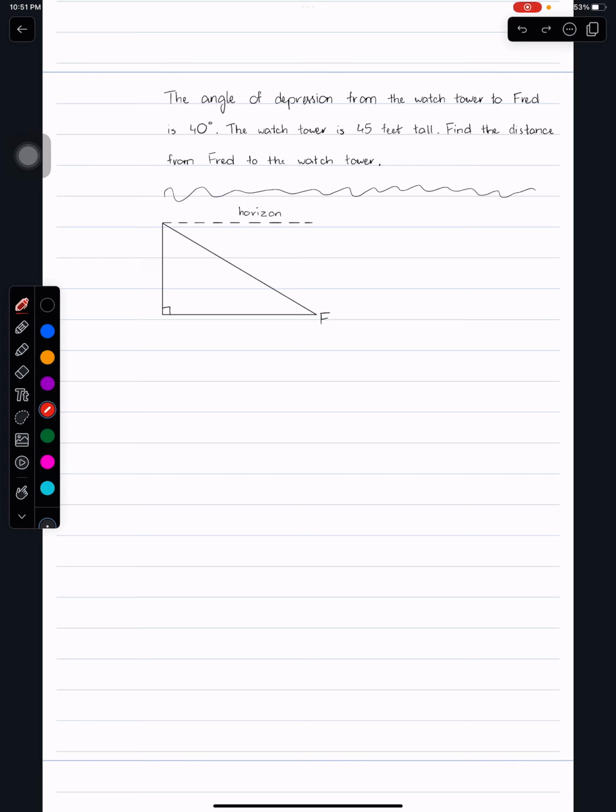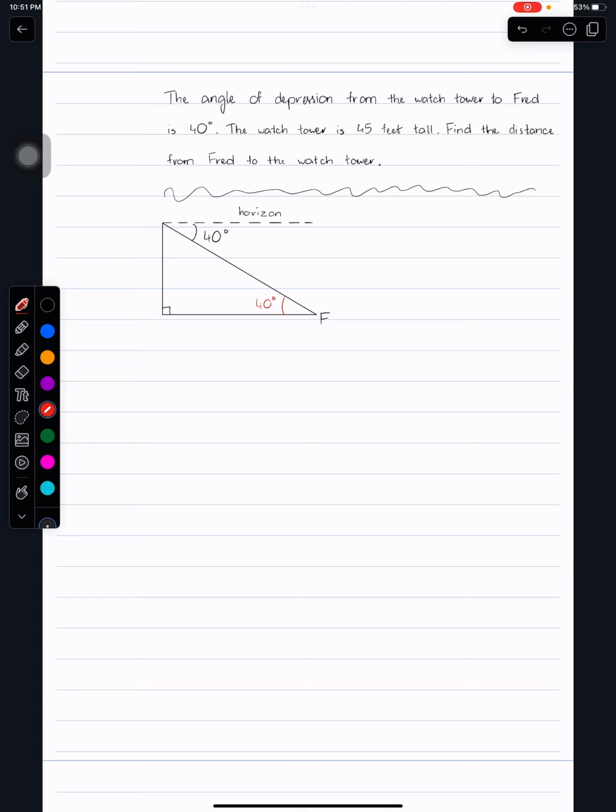And then the angle of depression means it has to be below the horizon. So at this angle right here, it would be 40 degrees, right? Then you can manipulate within the picture, and you will figure out that this angle on the inside would also be equal to 40 degrees. There's a lot of ways to do it. One way to think about it is that the horizon and the base, the ground, are parallel to each other, so the angles in here are equal to each other.